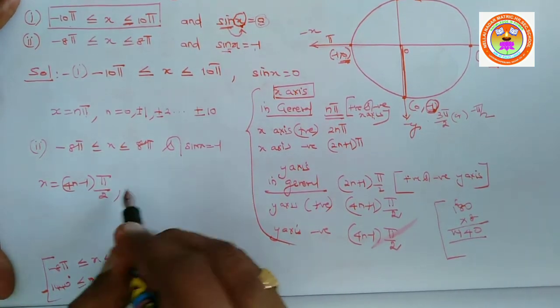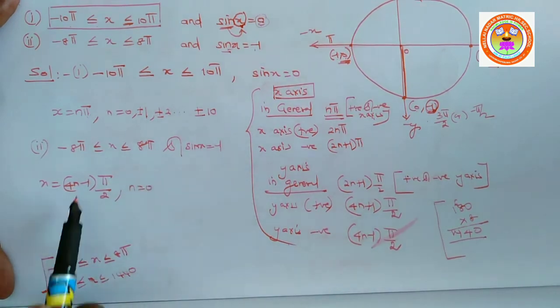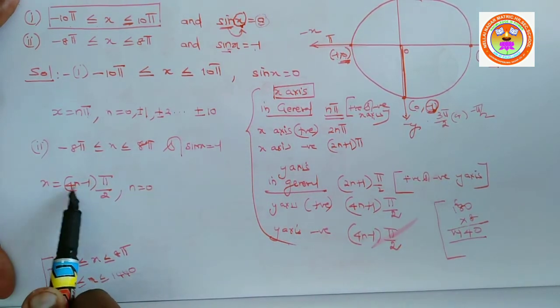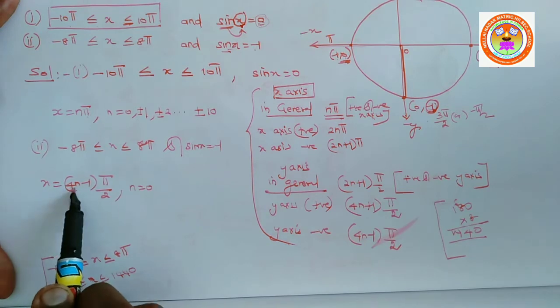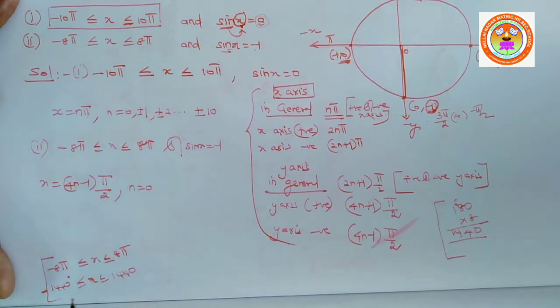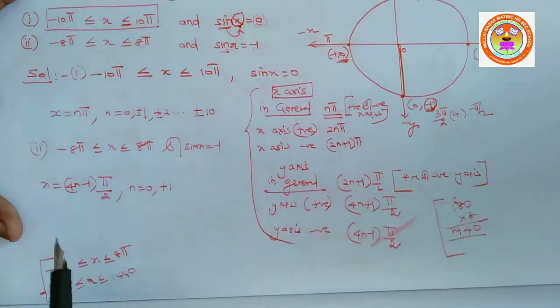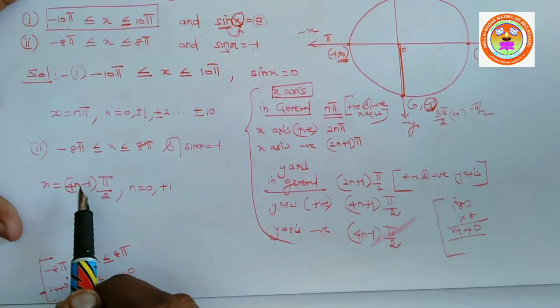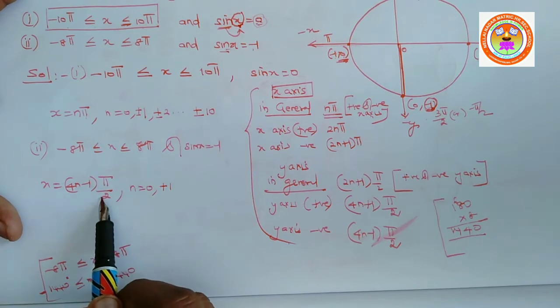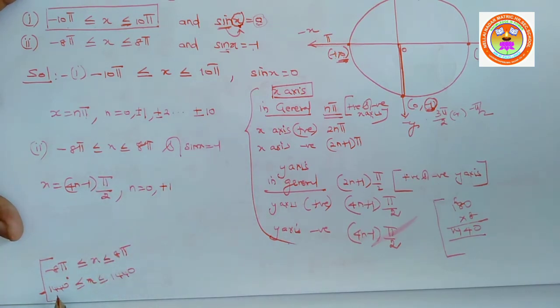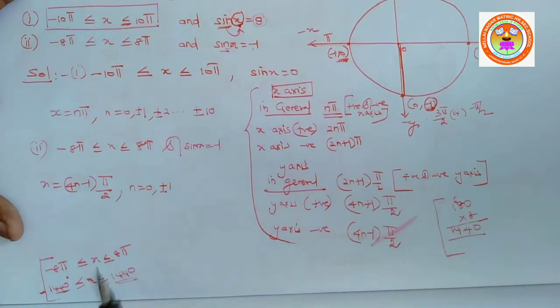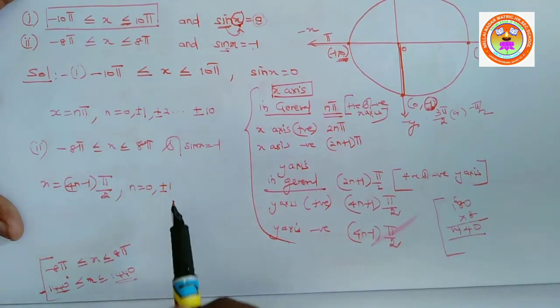First, apply n is equal to 0. 4 into 0 is 0, then 0 minus 1, minus pi by 2. Minus pi by 2 is nothing but minus 90, which is present here, so no problem. Next, I am going to apply plus 1. 4 into 1 is 4, 4 minus 1 is 3, 3 pi by 2, which is 270. 270 is present in between the values, minus 1440 to 1440. Suppose I apply minus 1, then minus pi by 2 is also present.